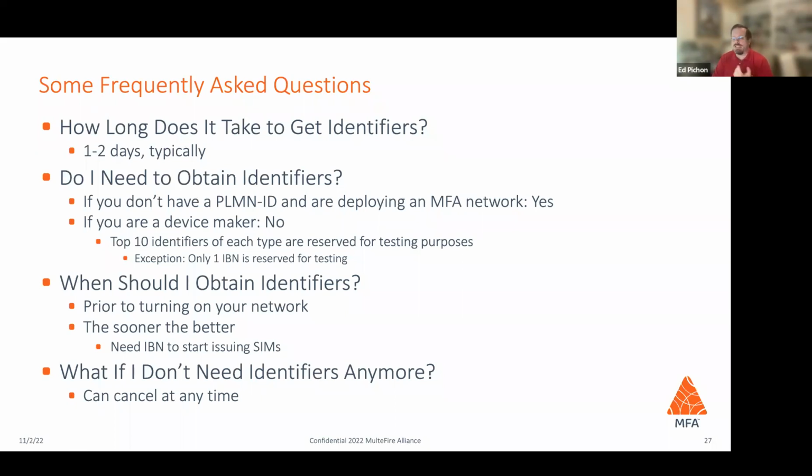So how long does it take to go through this process of getting identifiers? It doesn't generally take very long, typically 1 to 2 days. It's frankly just how quickly I can plow through my email every morning.